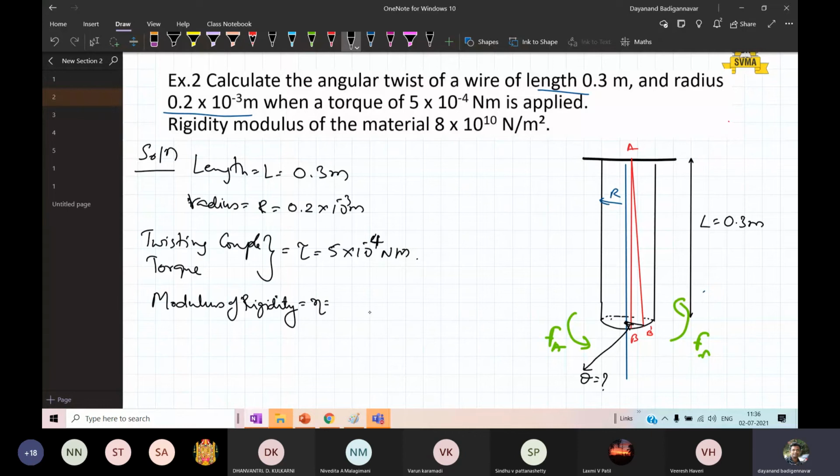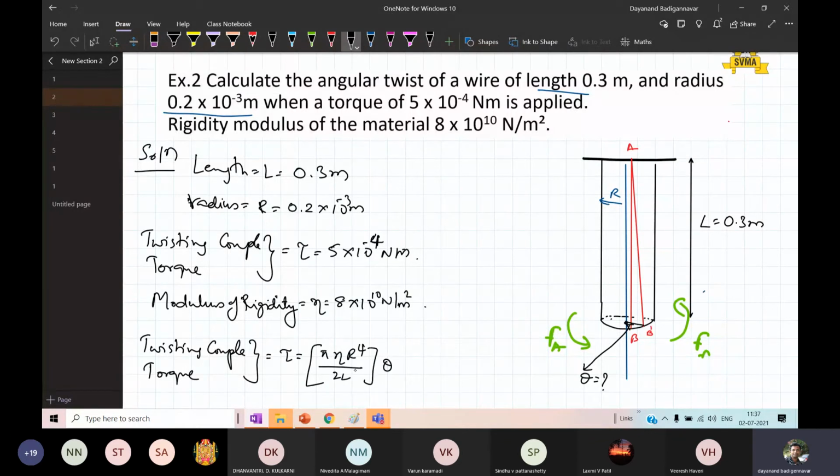Eta is given as 8 into 10 to the power of 10 Newton per meter square. With this information, calculate theta. First, we know the twisting couple, or torque, is equal to pi eta r raised to 4 divided by 2L into theta. So this is the formula.